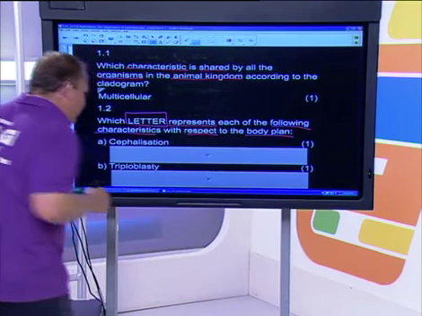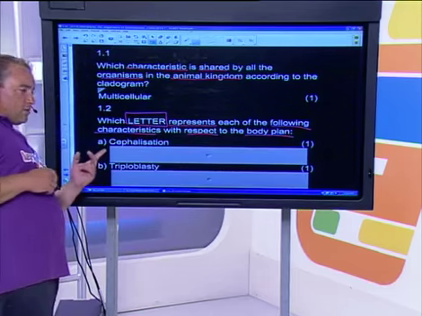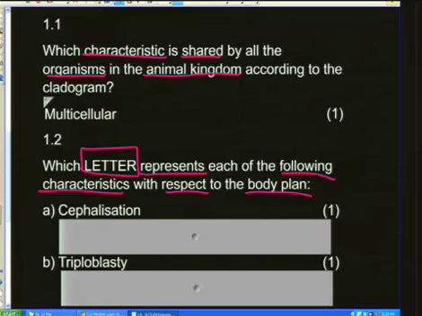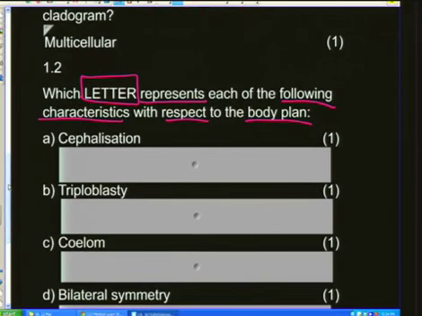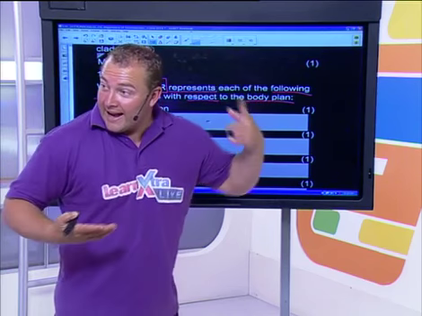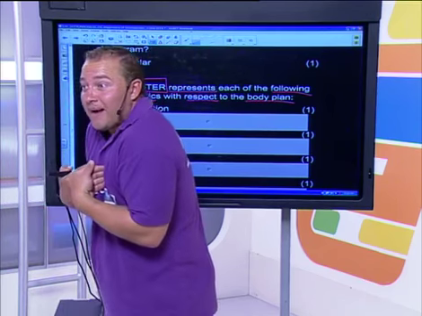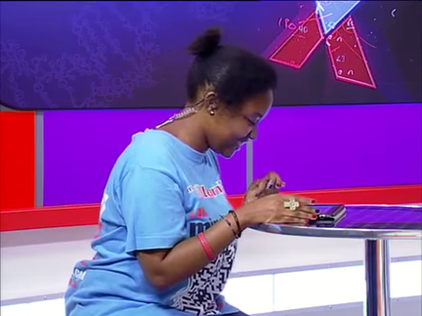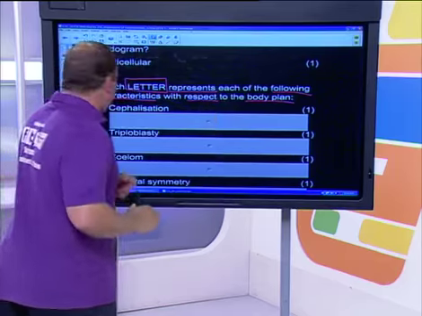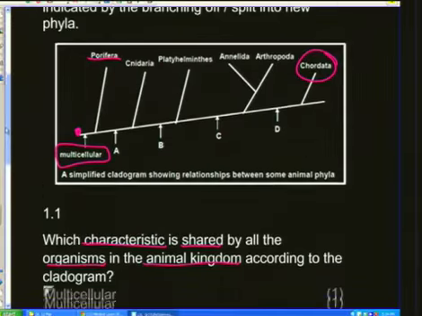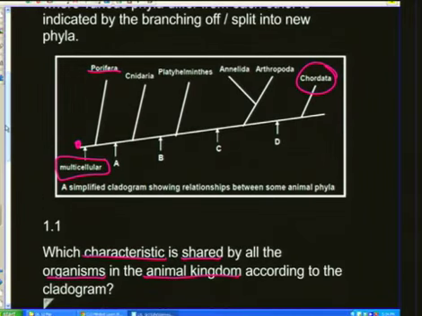First one. Looney, what's this word? Cephalization. Very nice. Meaning? You said the brain. The clever girl, the brain. Very nice. I got to make sure that you know. You could be thinking about hair. So, cephalization means starting to get a brain.